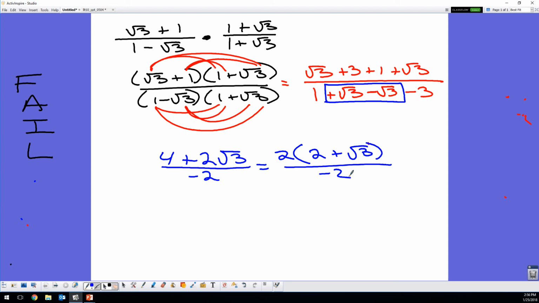Now I can actually cancel. So I have a 2 out front here and a 2 down here. So it's going to give me what? That's just going to give me a negative now, right? Yeah. Just still have to deal with that negative. So my answer is going to look like this. The negative is going to go out front, so it's going to be a negative, and it's going to be 2 plus rad 3. So there is my answer.